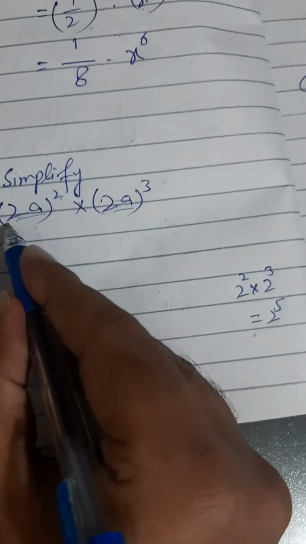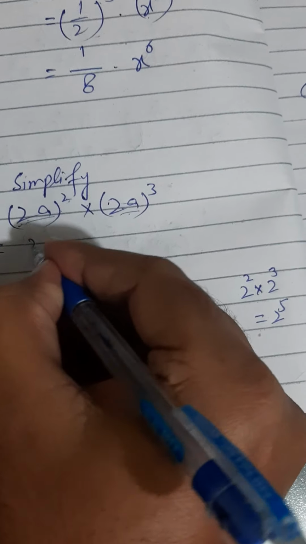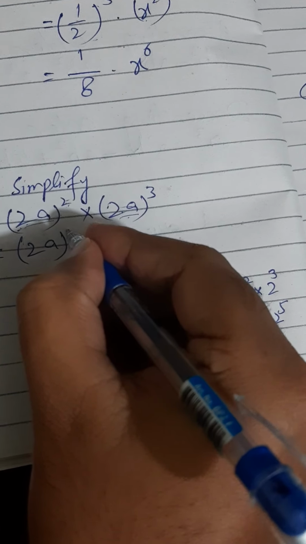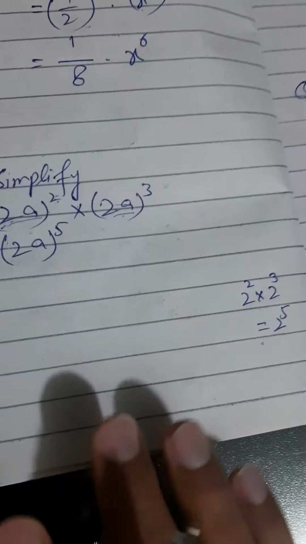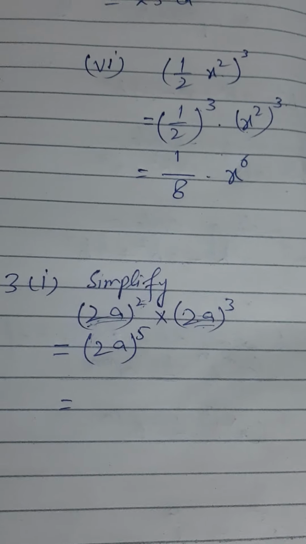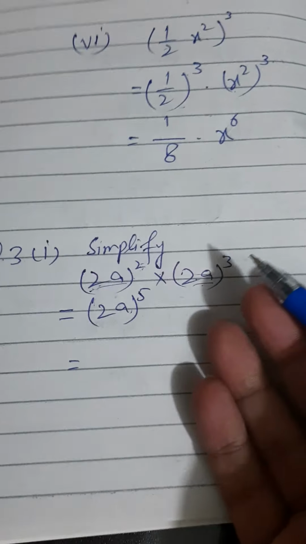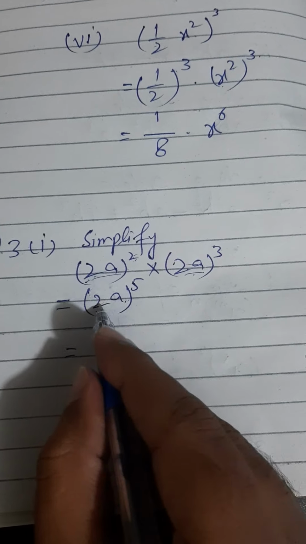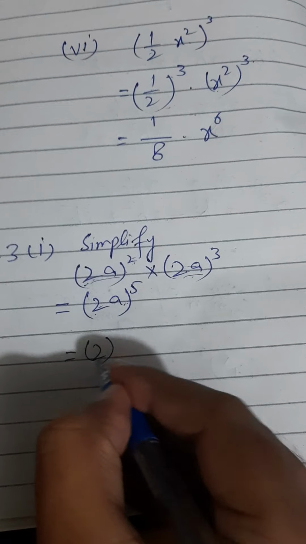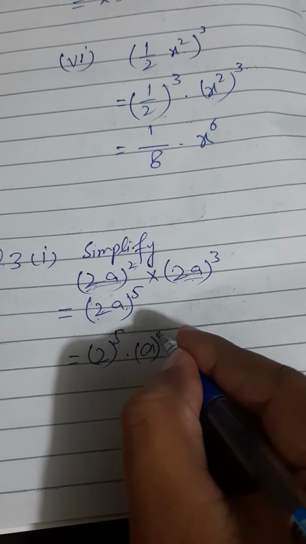Now in the same way there is 2a raised to power 2 multiplied by 2a raised to power 3, so we write 2a raised to power 2 plus 3, which is 5. It's also called the law of sum of powers, meaning when bases are the same their powers are added. Now we have to use the previous law, 2a raised to power 5, law of power of product, 2 raised to power 5 separately and a raised to power 5 separately.